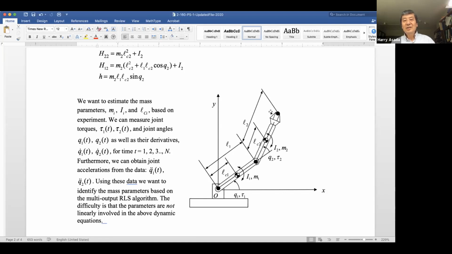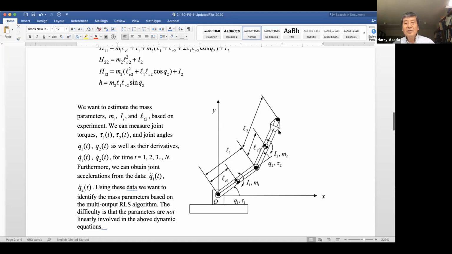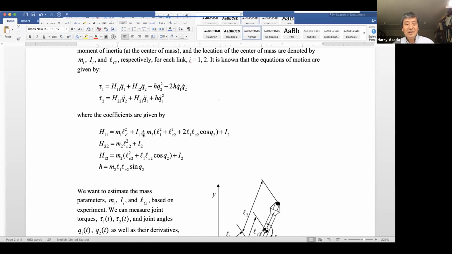In particular, when it grasps some unknown object, that changes the total mass of link 2, and then also the center of mass LC2 may shift somewhere. I2 also changes. This part doesn't change, but this is the main part. It's heavily involved in these equations. You see M2, LC2, everything that changes.